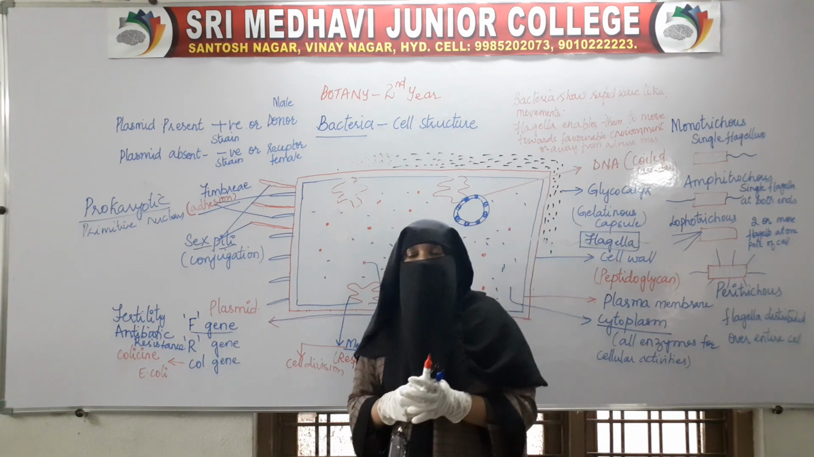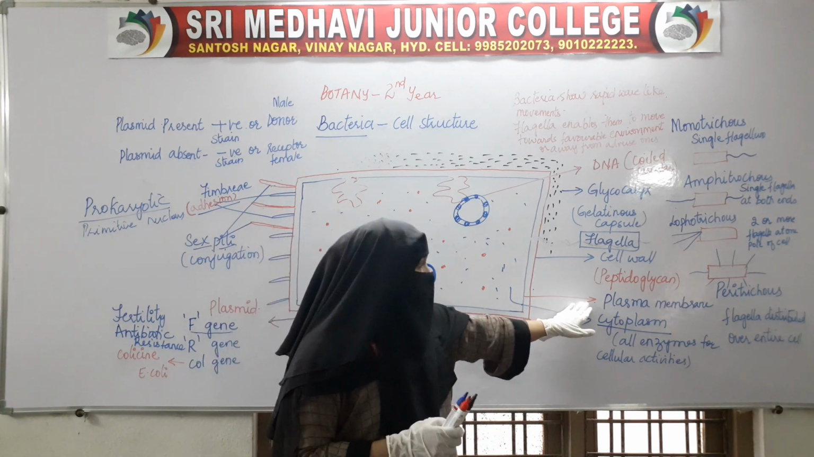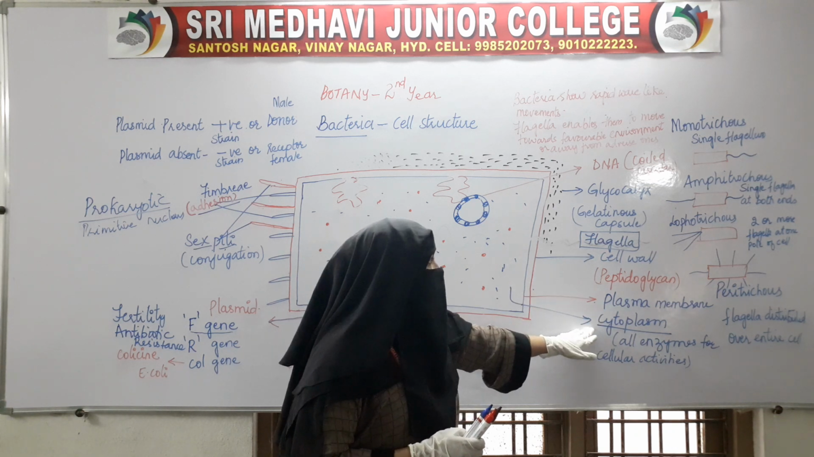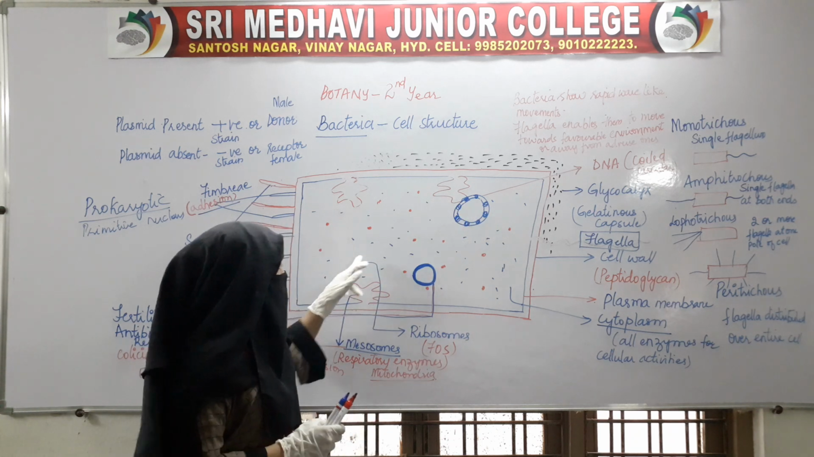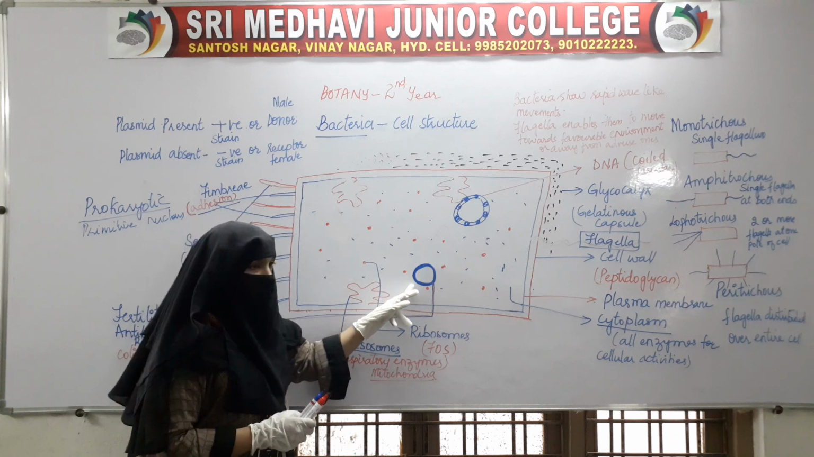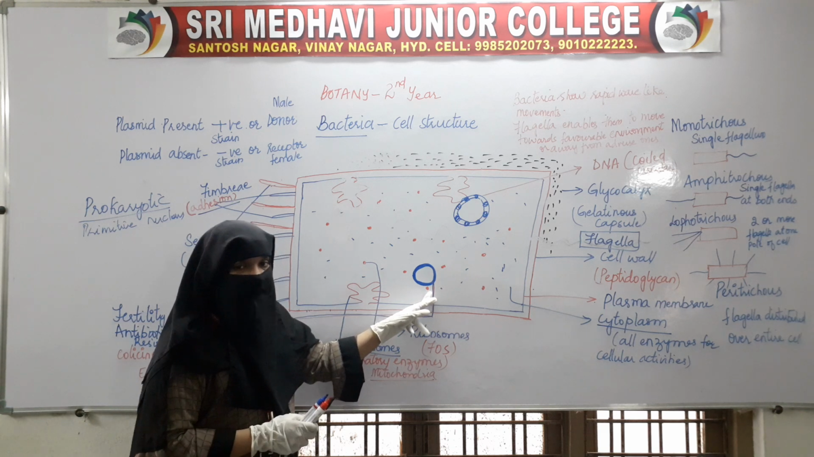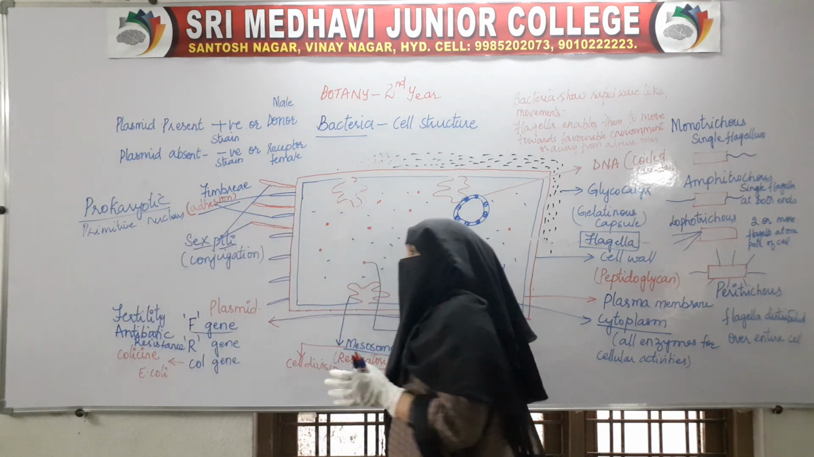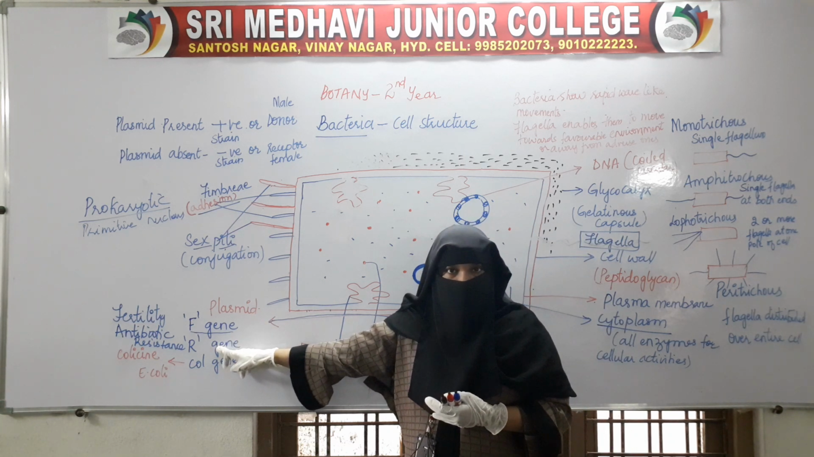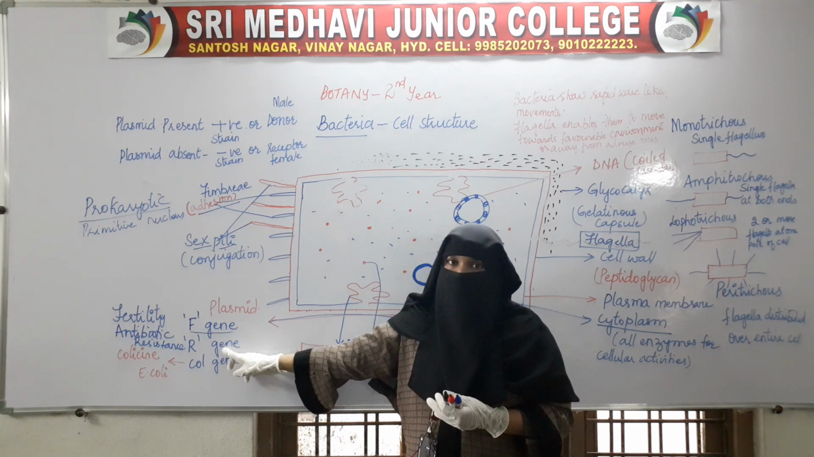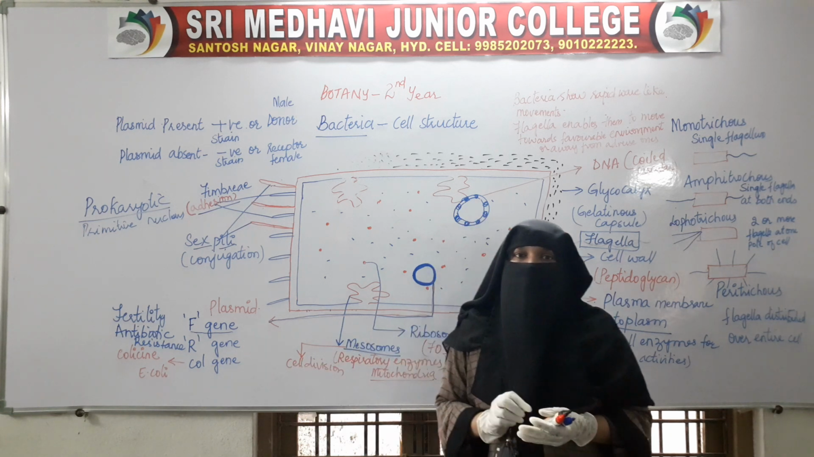So we have seen the structure of bacteria. Each bacterium consists of plasma membrane, cell wall, cytoplasm, mesosomes, DNA, ribosomes, and in a few bacteria an extra copy of DNA will be present, which is called a plasmid. Each plasmid consists of 3 genes: F gene which helps in conjugation, R gene which gives resistance towards antibiotics, and Col gene, which gives resistance towards colicin.